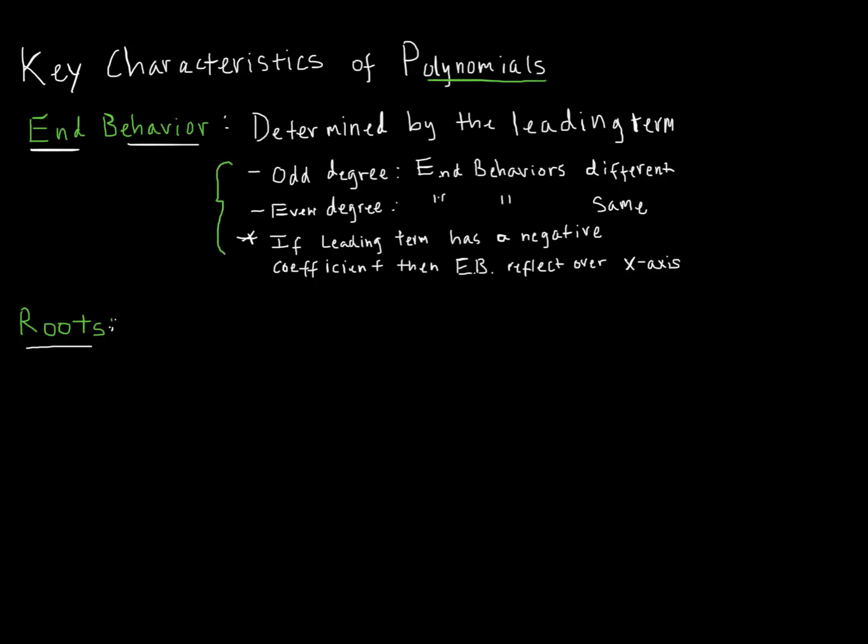What we look at is the parent function. So you'll want to use the parent function as a reference. And notice the reason you want to use it as a reference, and I'm abbreviating that REF, but you should write out reference. The reason I want to use the parent function is the parent function has a leading coefficient that is positive. If the leading term has a negative coefficient, then we just look at the parent function and reflect the end behavior over the x-axis.